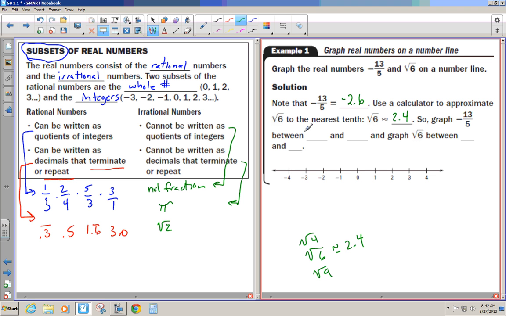So graph them between negative 3 and negative 2. So this one here will go between negative 3 and negative 2, so about right here. And then do the square root of 6 between 2 and 3. Right there.